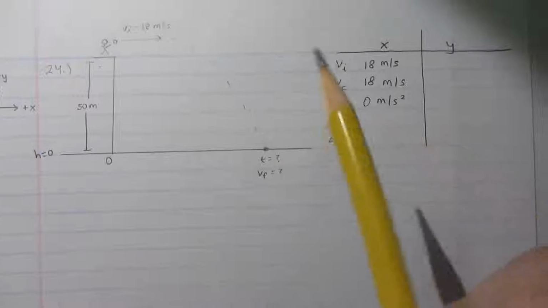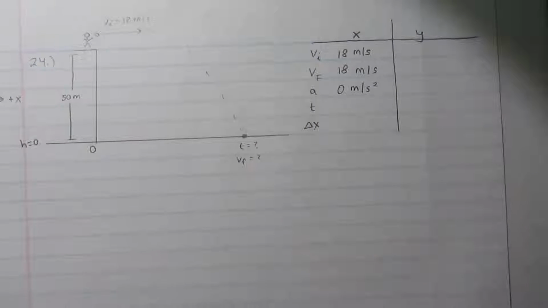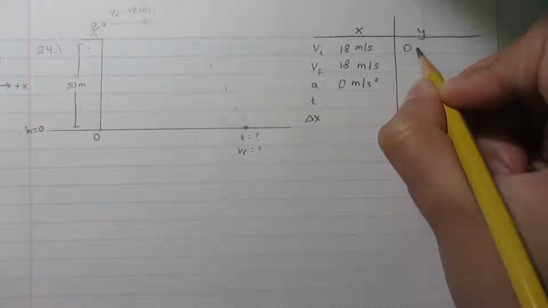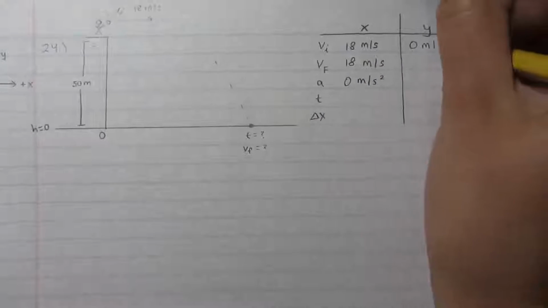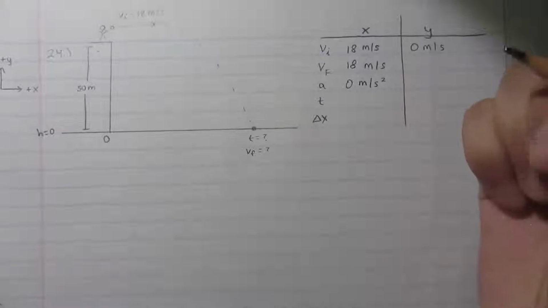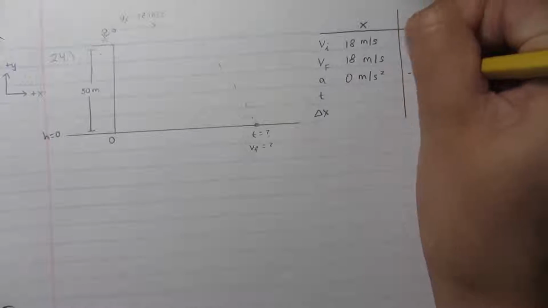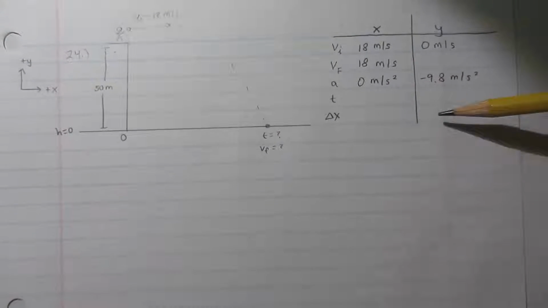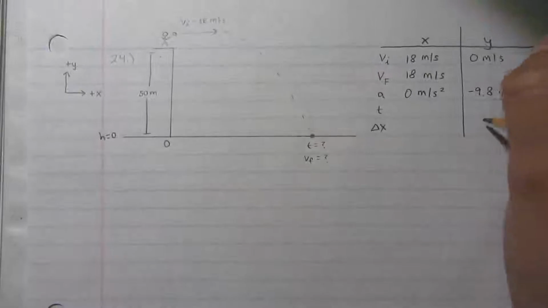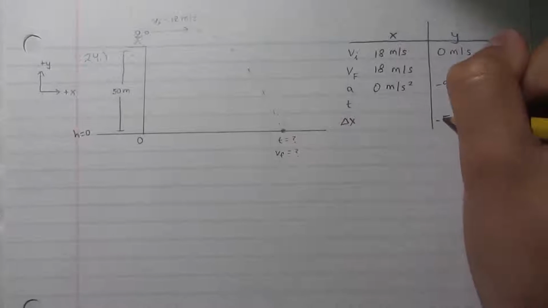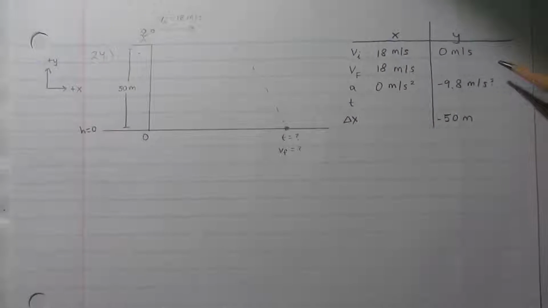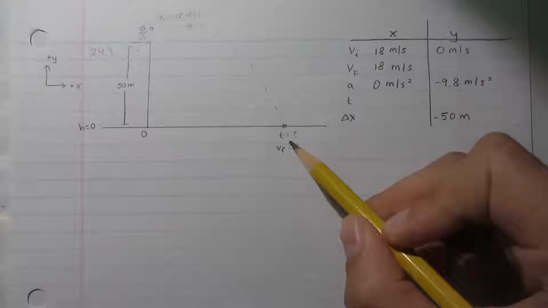The initial velocity is only in the horizontal direction, so there is no initial vertical velocity. So that is 0 meters per second. And we know that the acceleration is negative 9.8 meters per second squared. And our displacement is negative 50 meters. Okay, so now I have 3 of these. I can solve for the other 2, and I'm looking for the time.